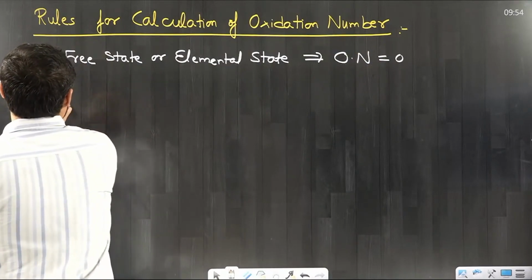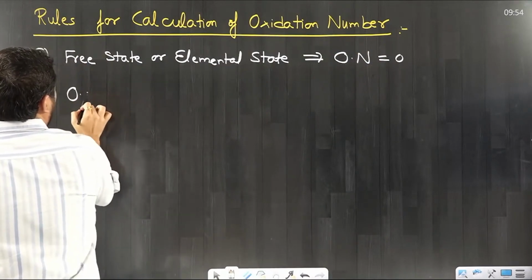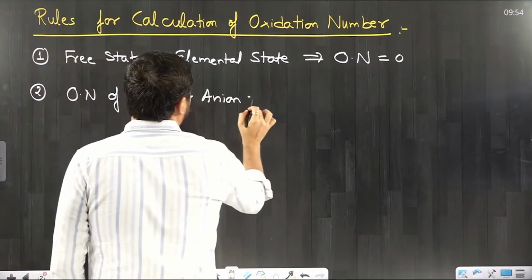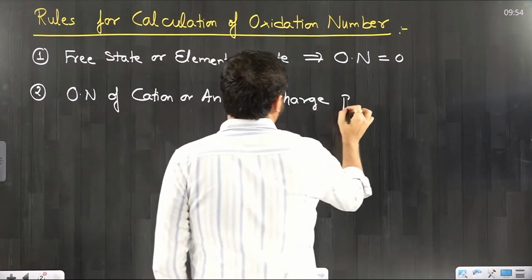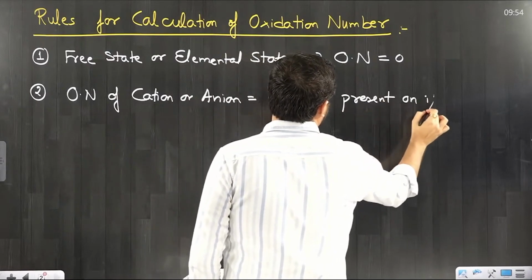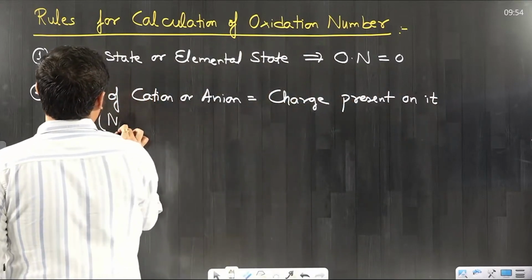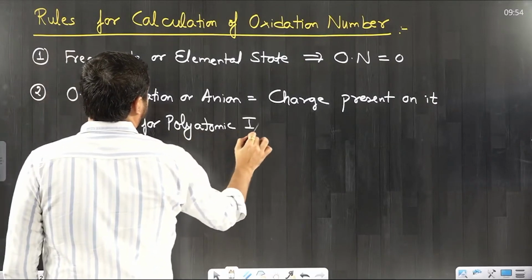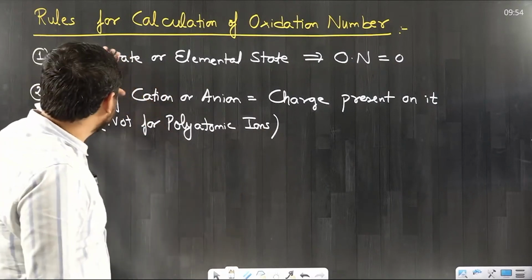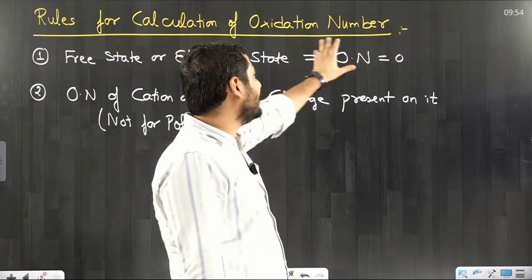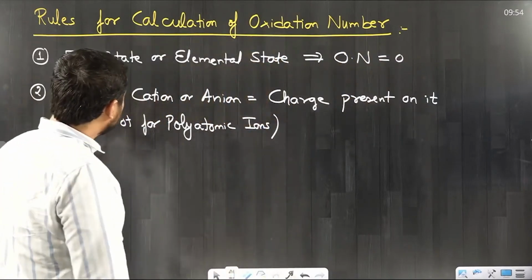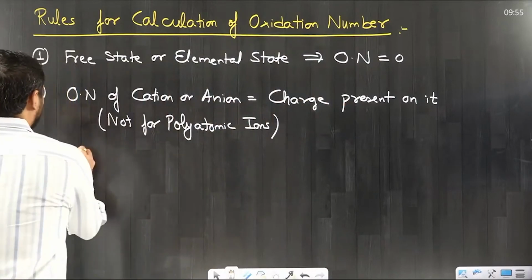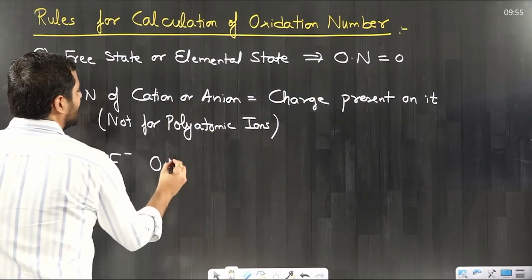Clear? And the second rule we wrote is that the oxidation number of any cation or anion is equal to the charge present on it. And this is not valid for polyatomic ions. So if you remember, in last class we wrote these two rules. First rule for free state or elemental state, oxidation number is zero. And next rule, oxidation number of any simple cation or anion is equal to the charge present on it. So for example, F negative, what is the oxidation number?